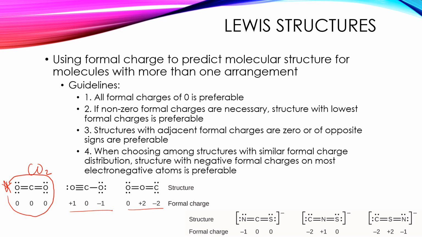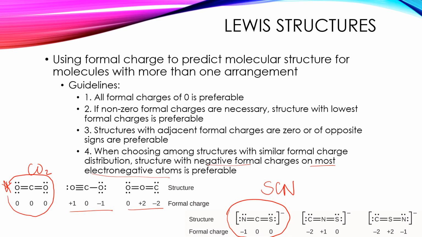If it is not possible, like the example down here of SCN, there's no way to draw it to get all 0 formal charges. Then we're going to pick the one with the closest to 0, or the least amount of formal charge possible. So this one is going to be the most preferable. Structures with adjacent formal charges that are 0 or of opposite signs are preferable. So we don't want to have a positive and a positive right next to each other if possible. And if we're choosing among structures with similar formal charges, the structure with the negative formal charge on the most electronegative atom is going to be preferable because that's going to be more stable. It makes more sense for something that has a higher electronegativity to have those extra electrons.